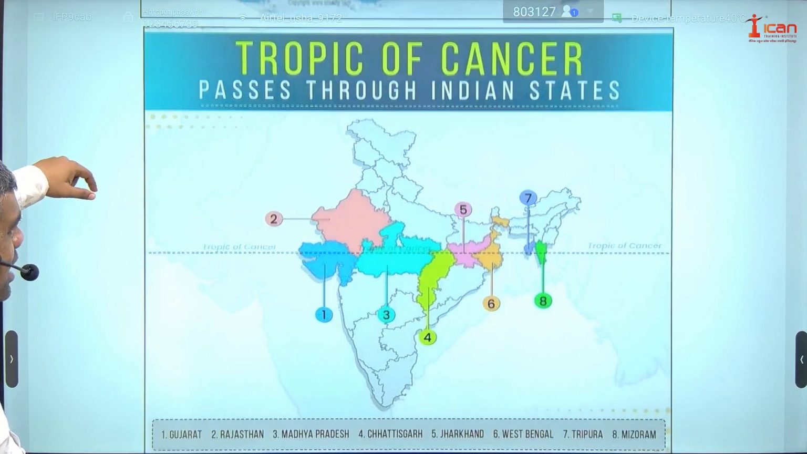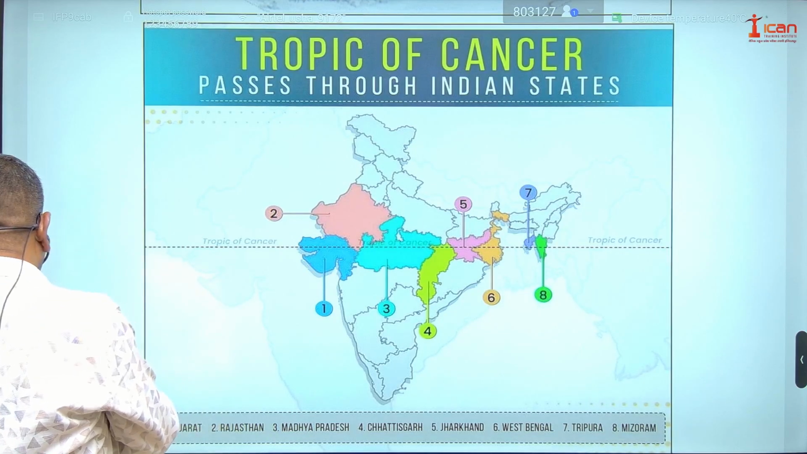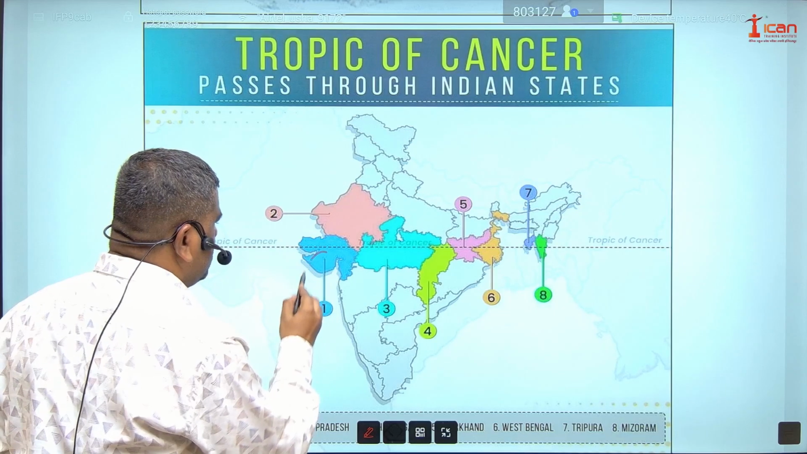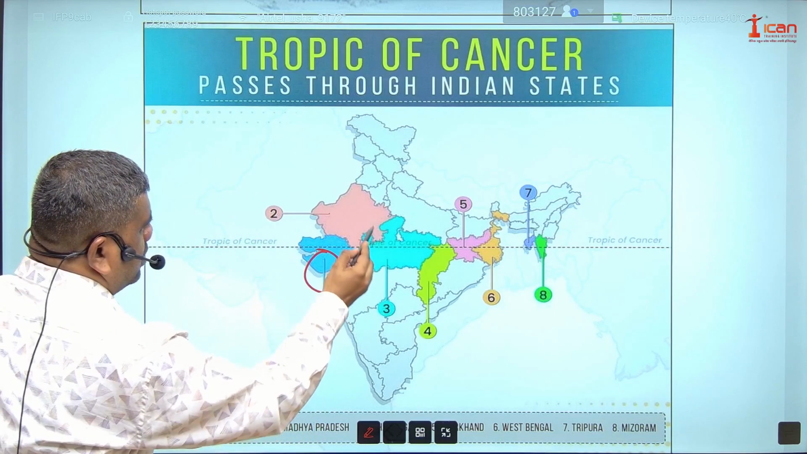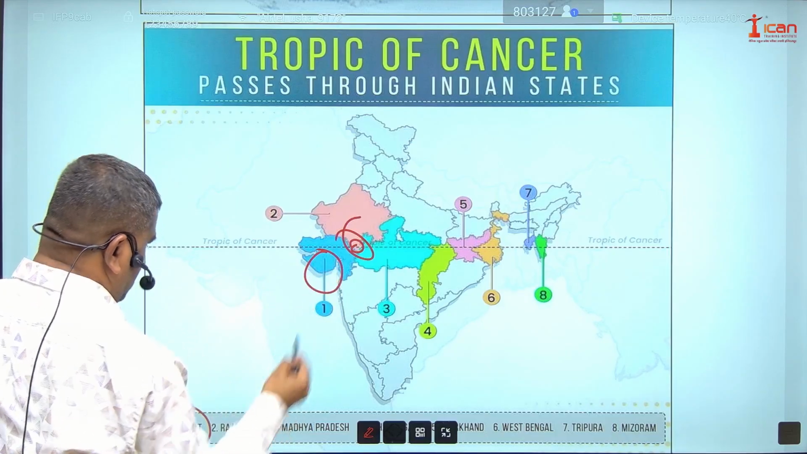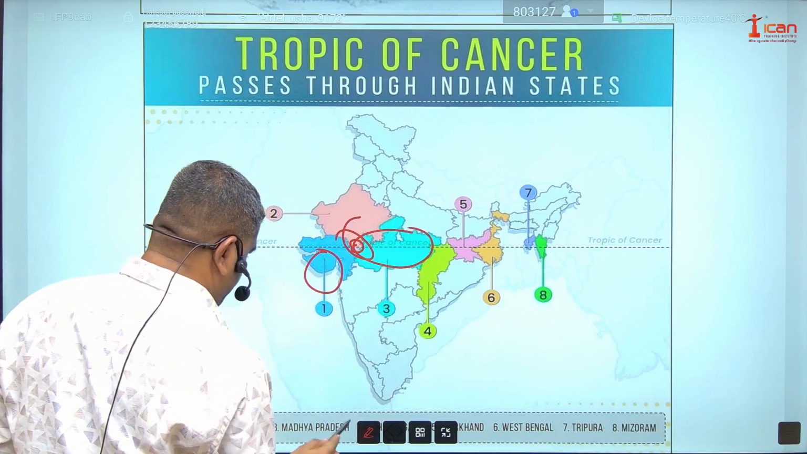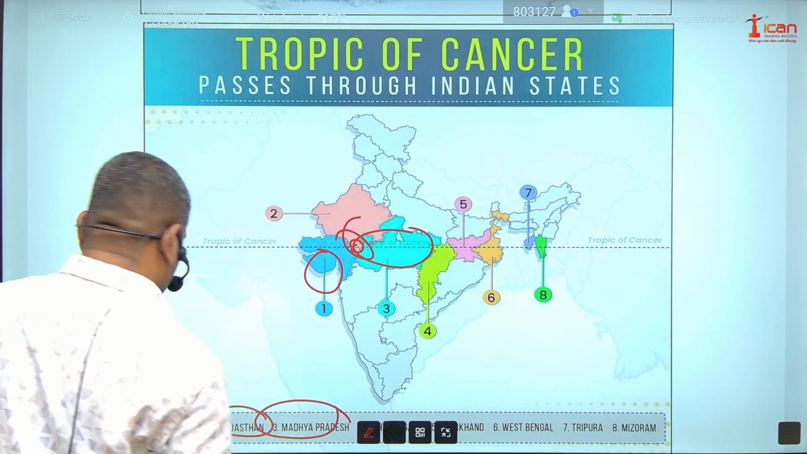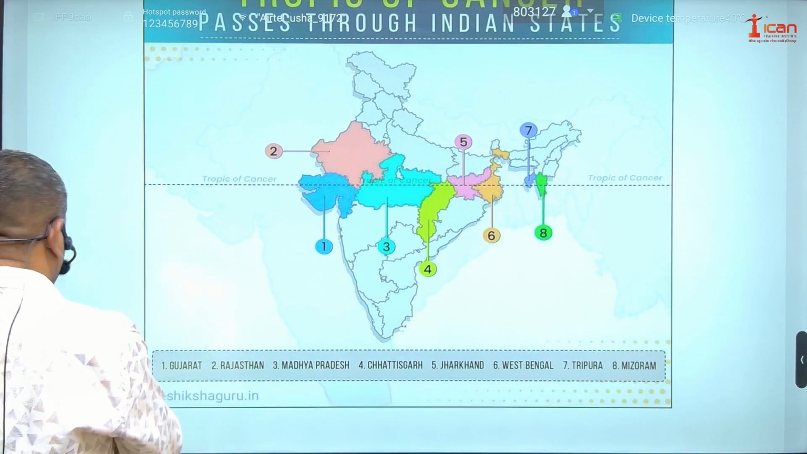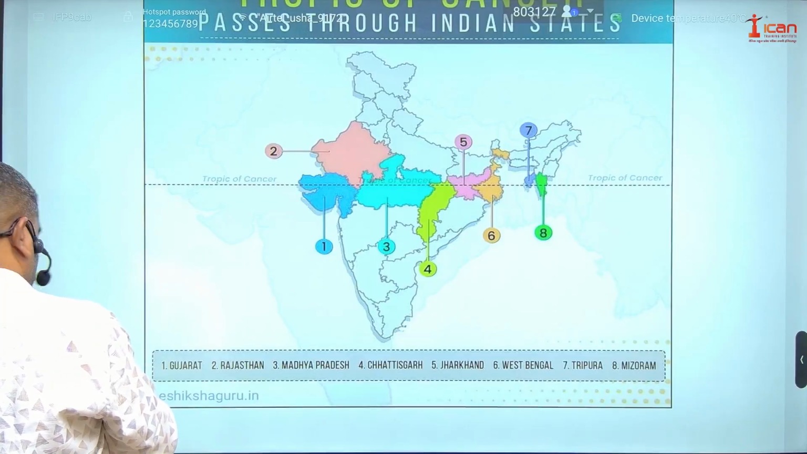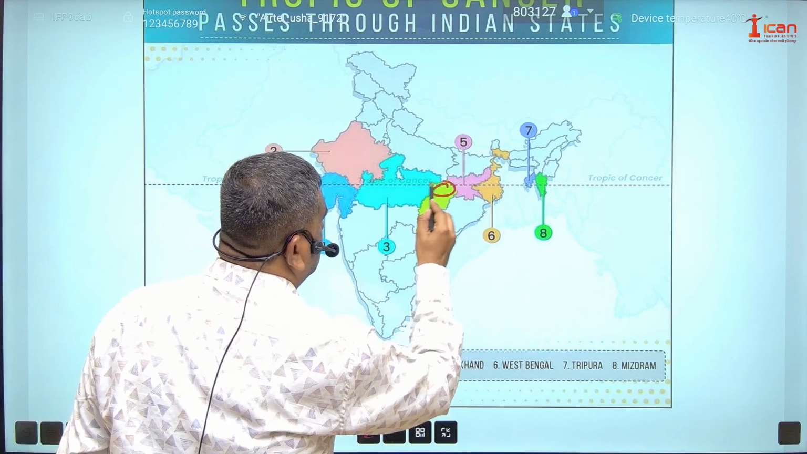So which are the states that the Tropic of Cancer passes through? Let us look at the states. This is a very nice map. The first is, of course, Gujarat. Second is Rajasthan. Here you see the Rajasthan, right? Third is Madhya Pradesh. Then we have Chhattisgarh. Chhattisgarh is here.